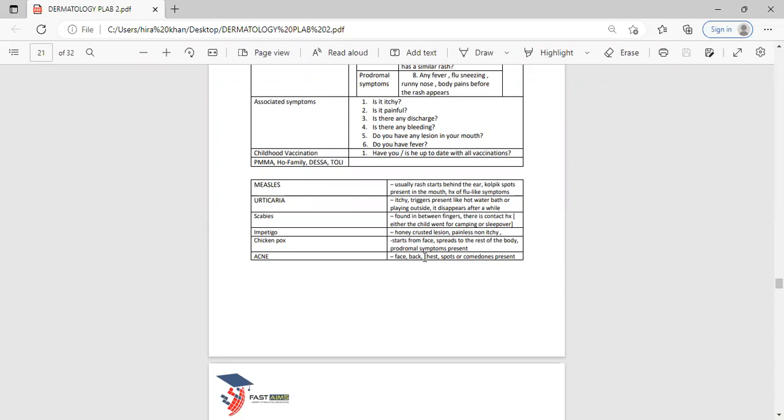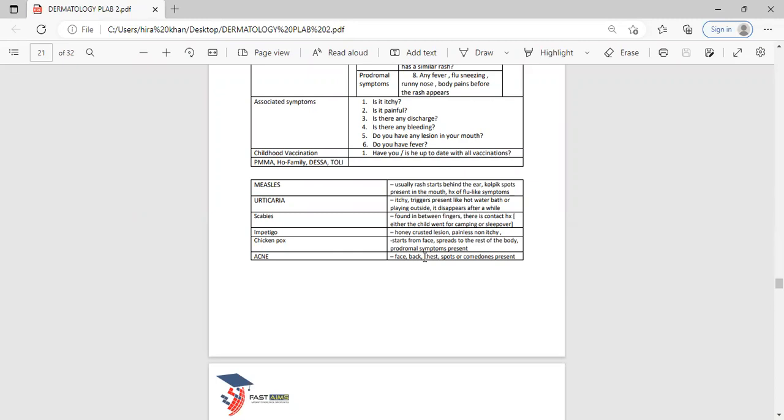Then about impetigo, the sign would be that she will mention that I have a blister, and she will just mention blister. It is not painful. It is not itchy. And by doing the examination, you will come to know that on the picture, the lesion would be yellow, honey colored crusted lesion.